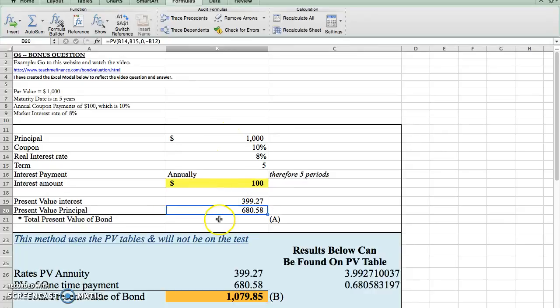So that's how I would expect if I invested $680 for 5 cycles at 8%, it would be worth $1,000 in 5 years. So why would I pay all that money today? I'm also going to get interest payments every year at 10%, which is nice, but I'm going to erode that away at the 8% market rate. I'm going to add these two numbers up, and hey presto, it comes back to the $1,079.85. So I want you to go ahead now and take a look and try it for yourselves.